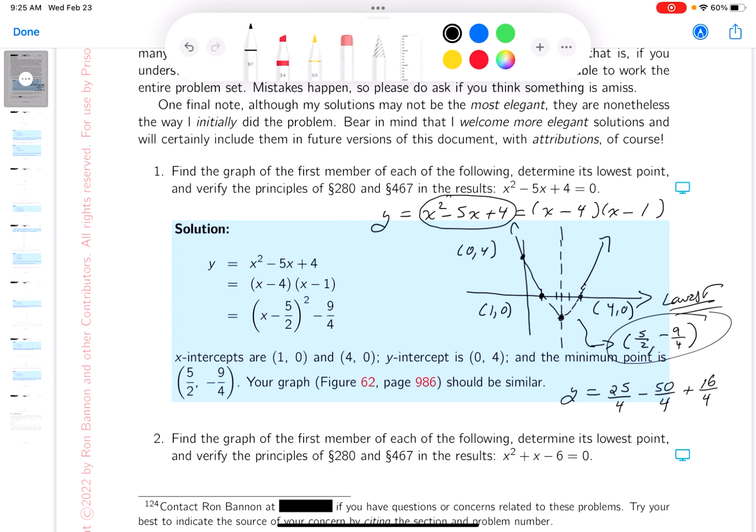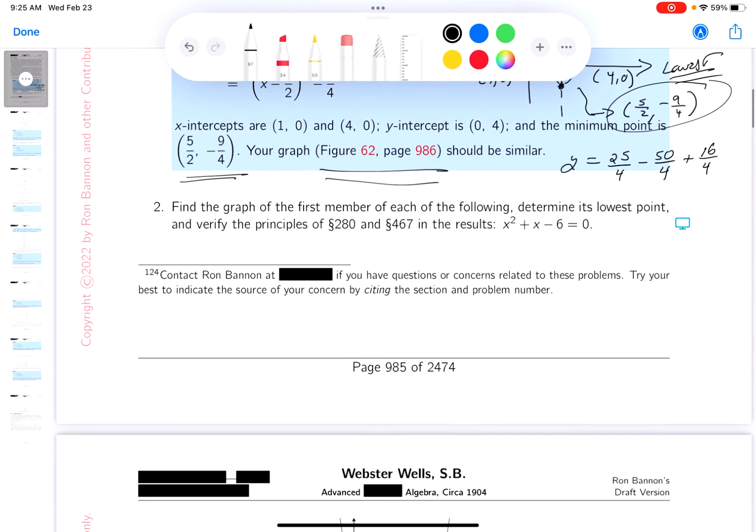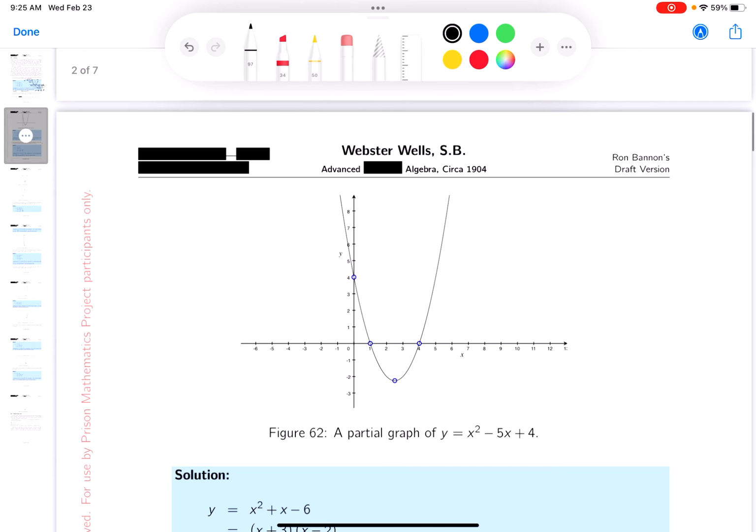Now, of course, when I'm looking at it, I do see they've indicated that over there, and the graph, they say, is figure 62 on page 986. Let's go to that. And this is the figure over here. I want to point out there's another way of doing this. I like this graph better. It's nice and neat, but I see the same features, by the way.